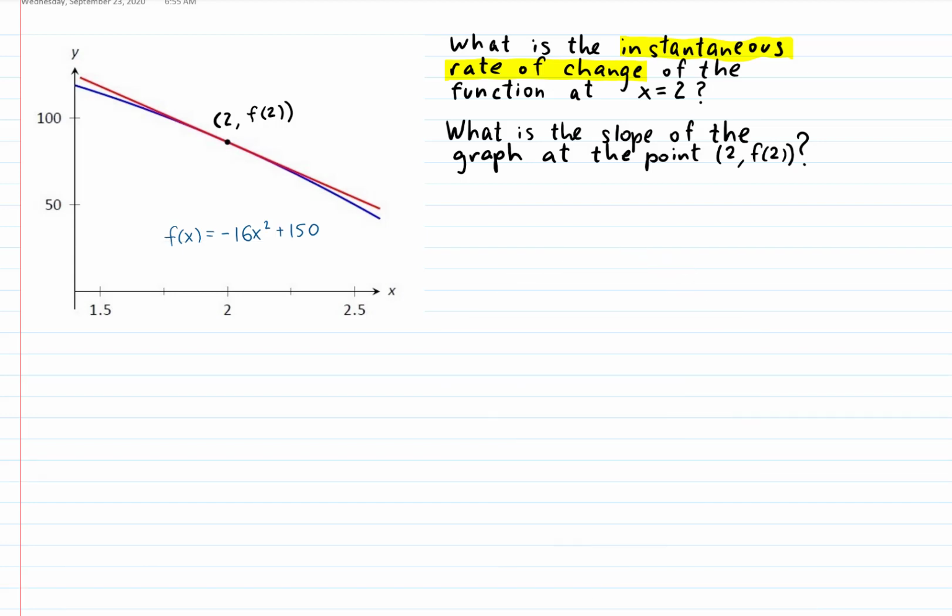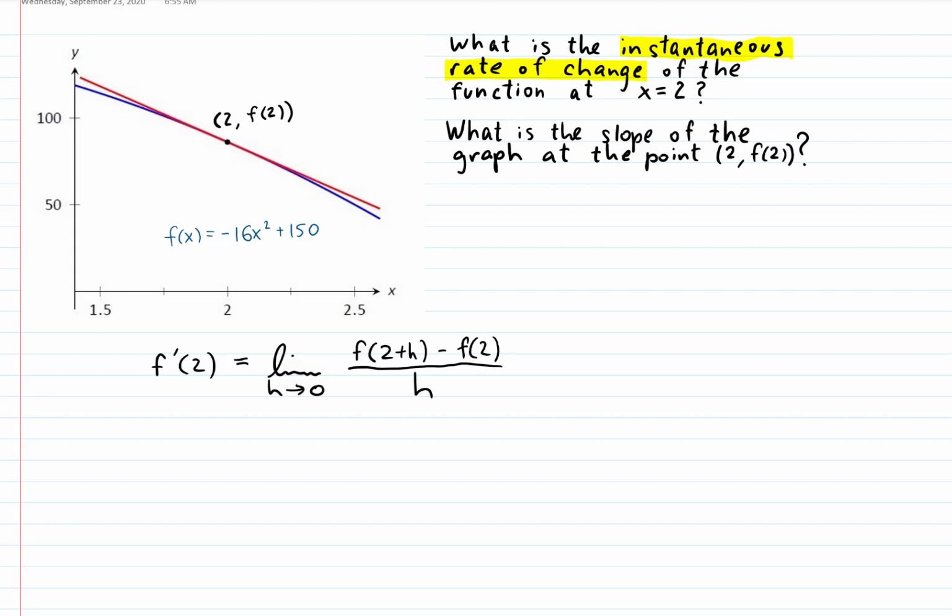So the question was, what's the instantaneous rate of change of the function at x equals 2? Which can be reworded, what is the slope of the graph at the point 2, f of 2? Okay, and here's how you do the problem. We write f prime of 2 equals the limit as h approaches 0 of f of 2 plus h minus f of 2 over h.